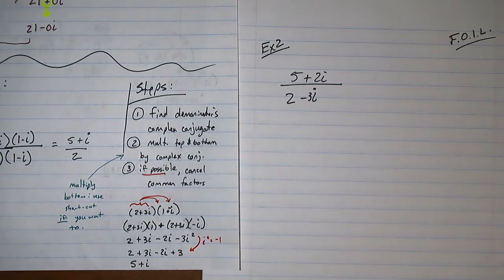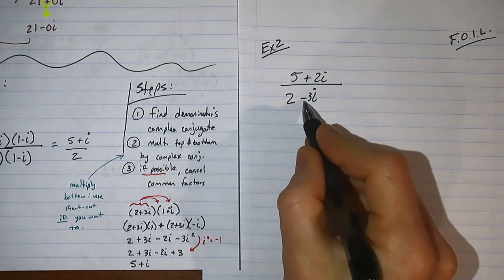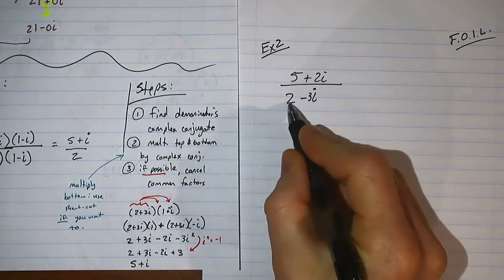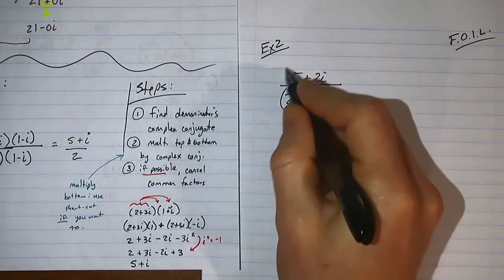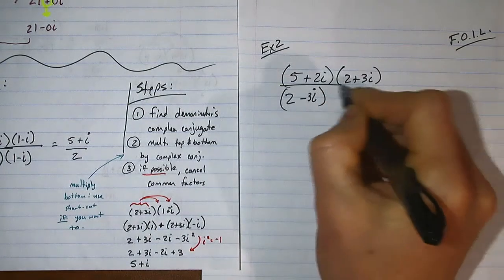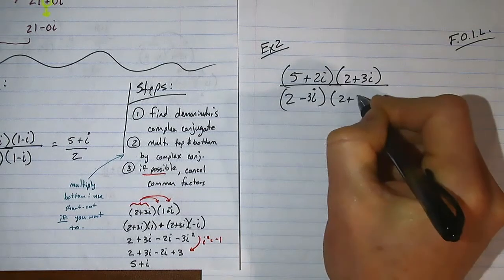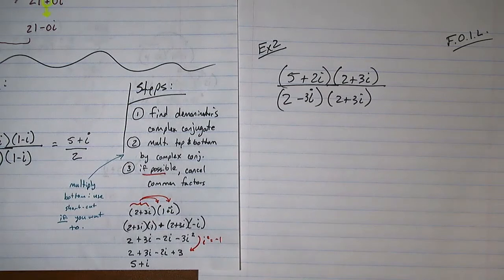So go ahead and do that if you haven't already. You should end up with a 2 plus 3i. So in step 2, I'm going to multiply the top and the bottom both by a 2 plus 3i. But I'm going to do this using FOIL instead.